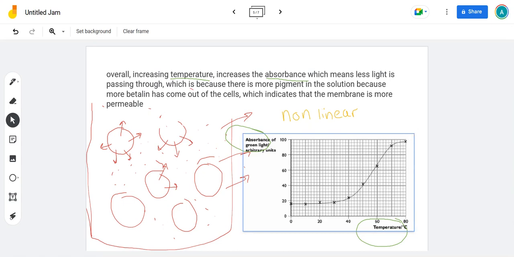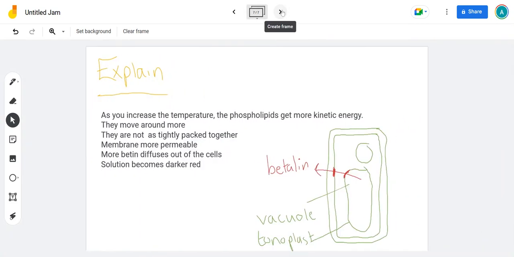Okay, another thing to bear in mind is that the steep increase might be not just because it's becoming more permeable, which might be the first increase, but then actually the membrane might start to break down. Okay, so after probably about 45 degrees, probably about here, the membrane actually starts to break down and even more pigment will get out. So at first it's just that there's more gaps between the phospholipids, and then above about 45 degrees, the bilayer starts to break down and it becomes even more permeable.